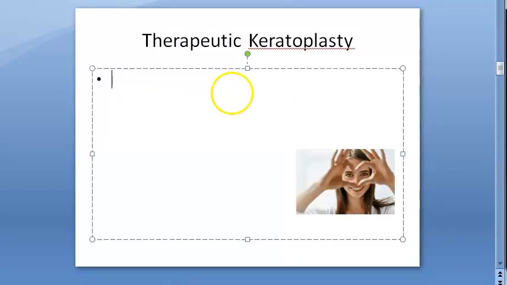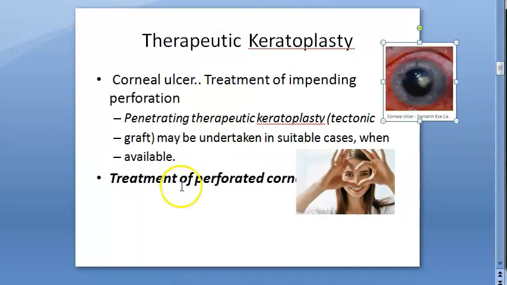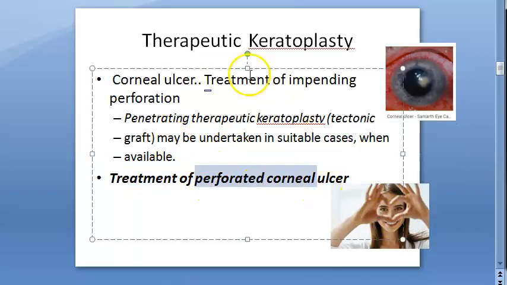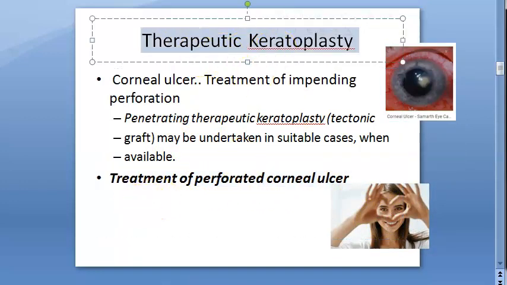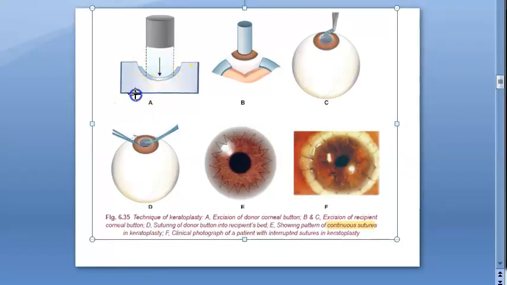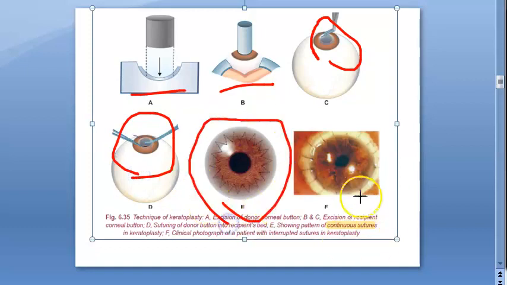Okay. So there is something also called therapeutic keratoplasty. What is this therapeutic? Treatment. If there is a perforation, that time also they are talking about therapeutic keratoplasty. So shall we move on now? Look at this. They have explained some steps. They are taking the donor cornea. They are removing the recipient cornea, and here they are suturing the donor button into the recipient's bed. This is continuous suturing and these are interrupted sutures. Okay.